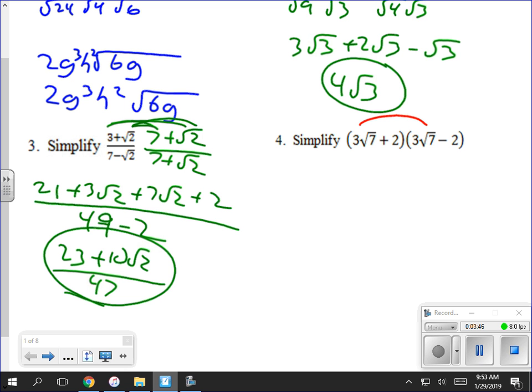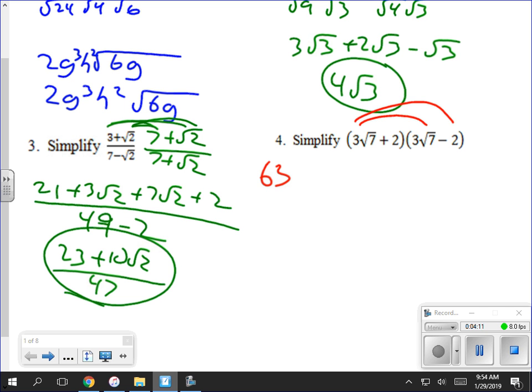3 root 7 times 3 root 7. 3 times 3 is 9. Root 7 times root 7 is 7. 9 times 7 gives me 63. I get 63 for multiplying those. 3 times 3 is 9. Root 7 times root 7 is 7. 9 times 7, 63.